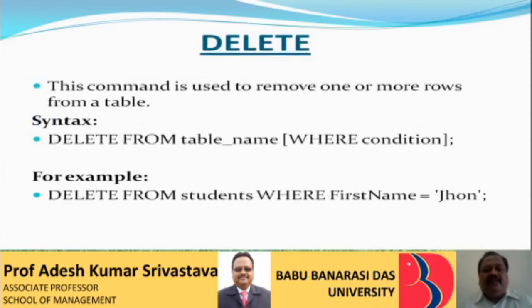Thereafter we come to the delete command. This command is used to remove one or more rows from a table. Delete from table name where condition in brackets and semicolon. Example will be delete from student where first name is equal to John. So it will delete all the data where the first name is John. All the rows where first name is John, it will delete.